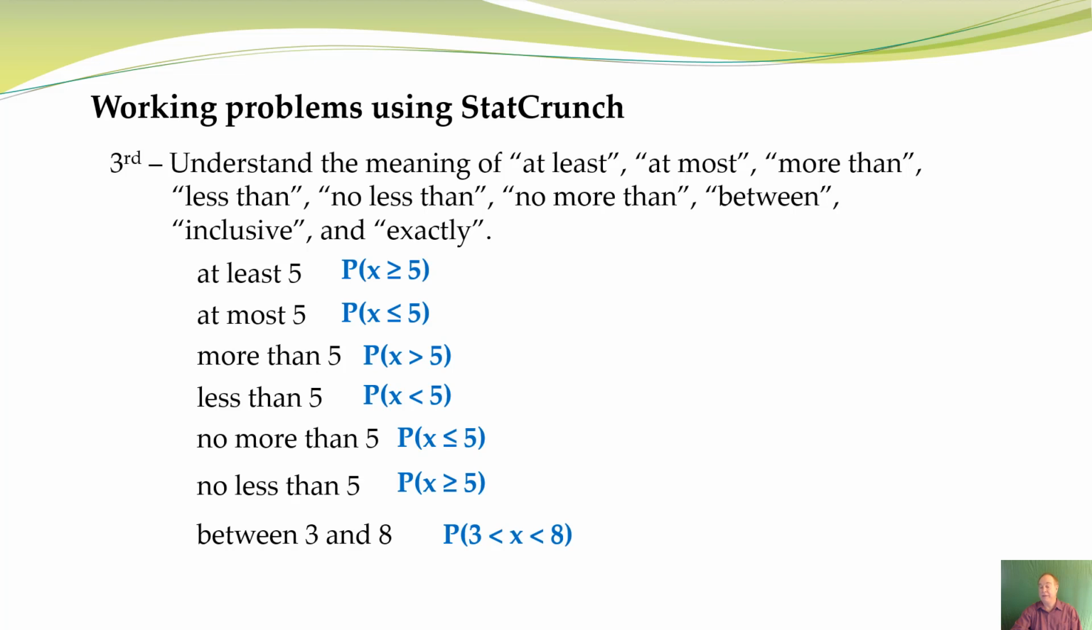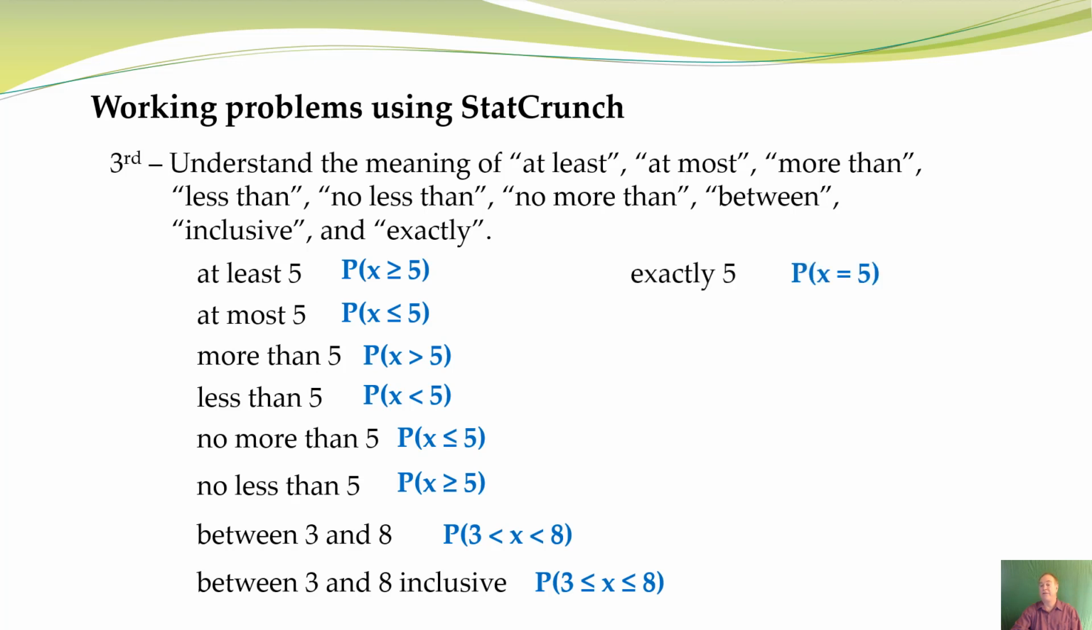Between 3 and 8 means x is greater than 3 and x is less than 8. Between 3 and 8 inclusive. The word inclusive means you could equal 3 or 8, so x is greater than or equal to 3 and less than or equal to 8. And exactly 5 means probability x equals 5. There are all sorts of word phrases that you have to be able to translate into algebraic inequalities.